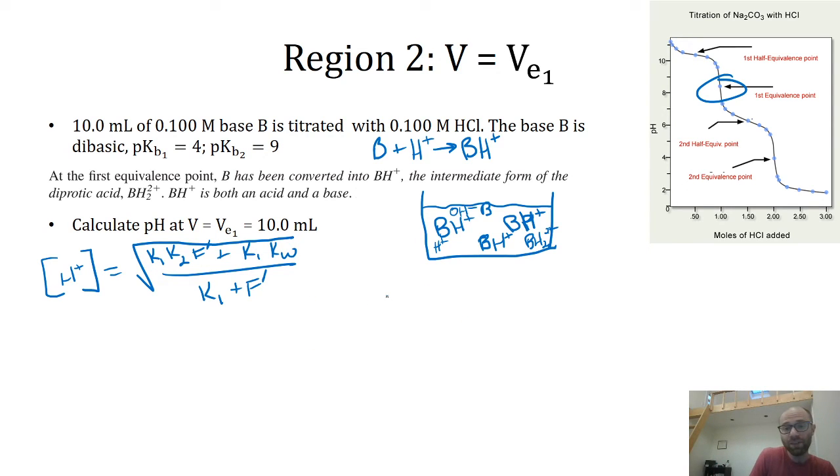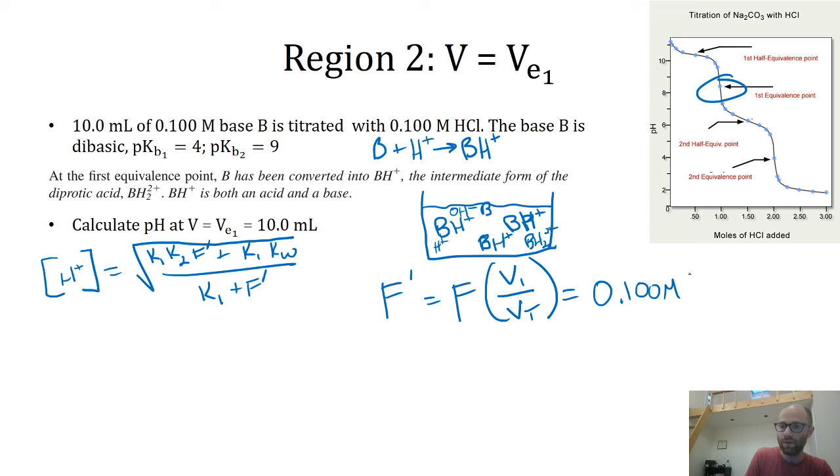But we need to figure out what this is. And so I'm going to give you your formula here. It's a standard dilution formula rearranged. Basically, the new concentration is the old concentration times a dilution factor, which we saw in our strong acid, strong base titrations. So in this case, it's going to be 0.1 molar times our initial 10 over our current 20.